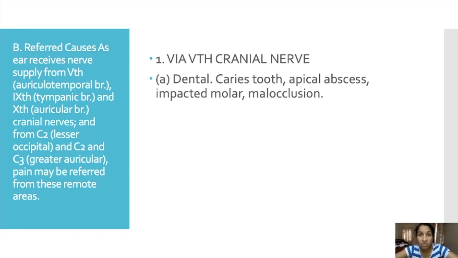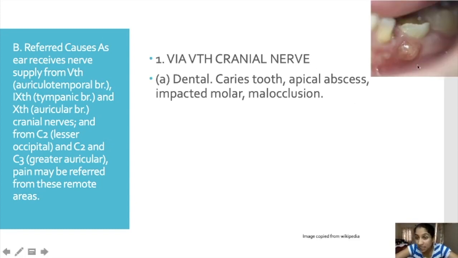So if a patient comes, we have to check all those things. If ear pain is there, don't check only the ear. We have to see the remote structures also. Sometimes the pain is from the teeth. Teeth: apical abscess, an abscess in the apical region or in the gum region. This is a picture of an apical abscess. Impacted molar, some of you might have experienced that, right? The molar gets impacted inside the gum. Malocclusion is a misalignment of the teeth; the teeth won't be properly aligned.